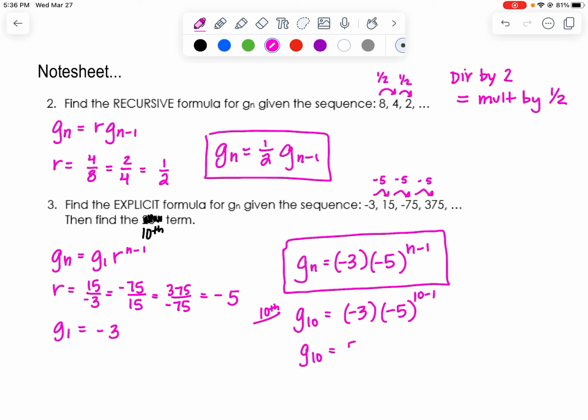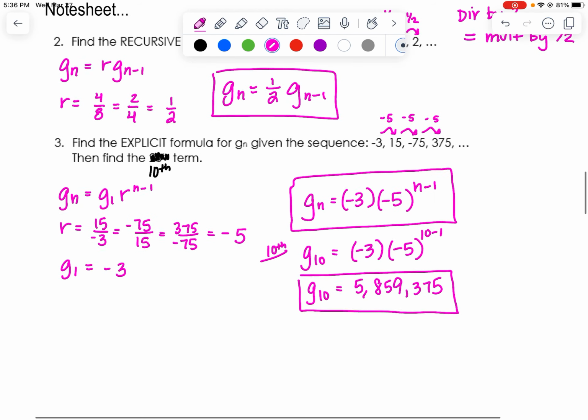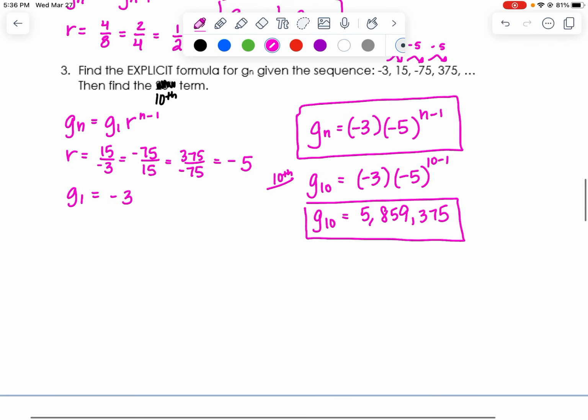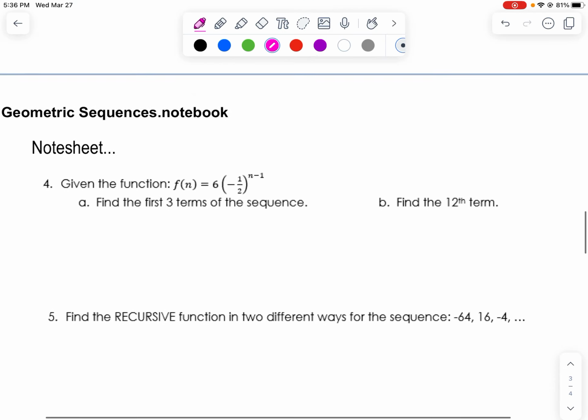And when you type that in, you should get 5,859,375. So you can see why finding the 20th term would have been a huge, huge, huge number. So the 10th term, pay attention to the notation here and pay attention to what we need to plug in and what we need to leave.